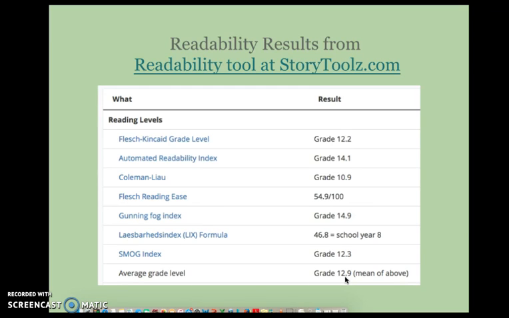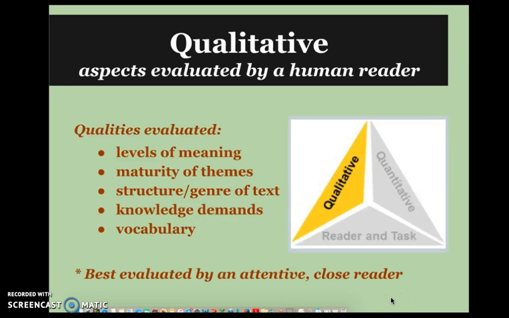Text complexity in its 3 dimensions is really inviting us to look beyond this. There's much more to comprehension and reading than just these numerical computer-based measures. So that brings us next to the qualitative elements. Sorry, we just did the quantitative, which are numerical. Now we're going into the qualitative elements. And a quick review here is just the qualities of the text. The qualitative elements are the levels of meaning, the maturity of themes, the structure and genre of the text, what prior knowledge it assumes, and the type of vocabulary and what that vocabulary might be alluding to, etc. So again, these cannot be evaluated by a computer.